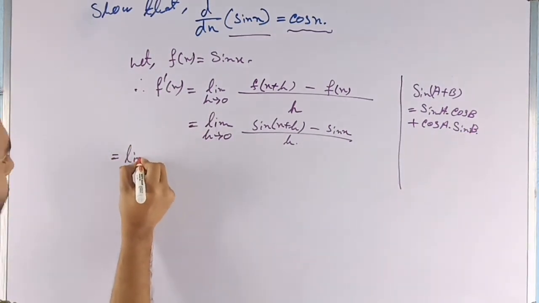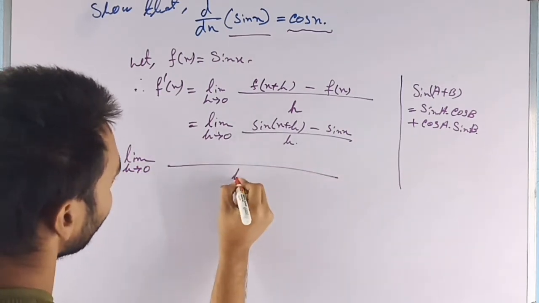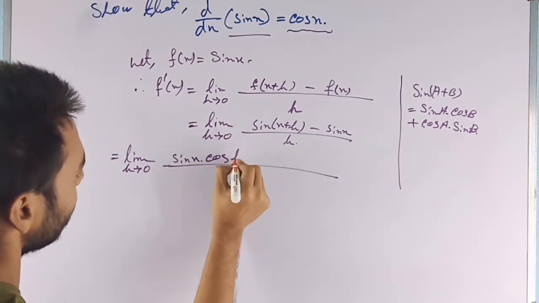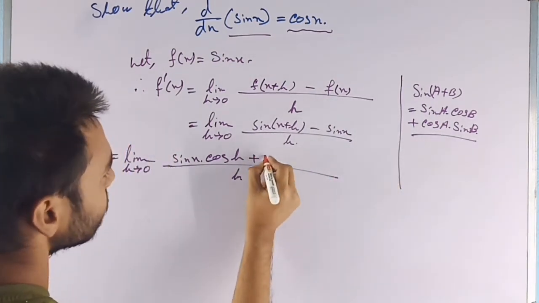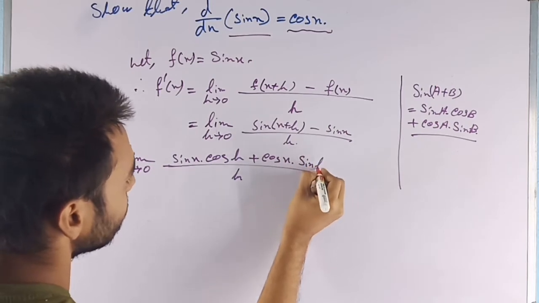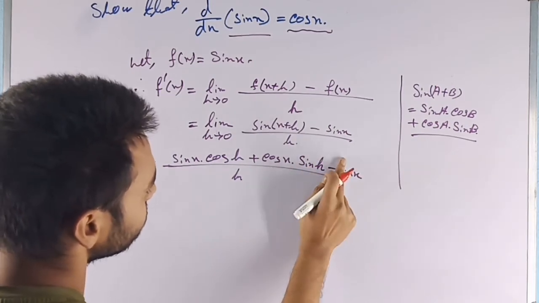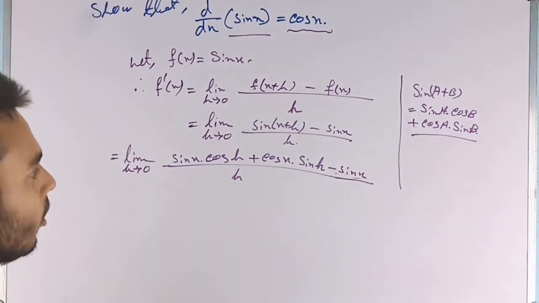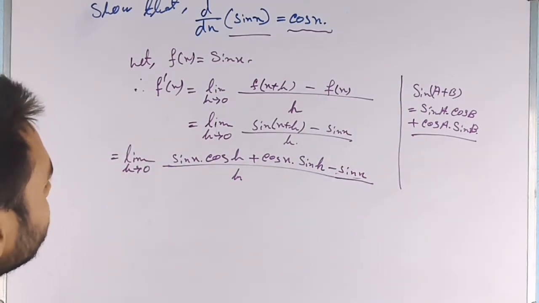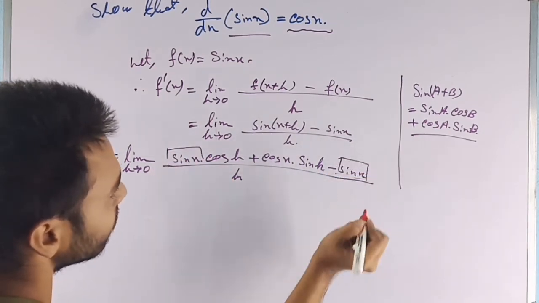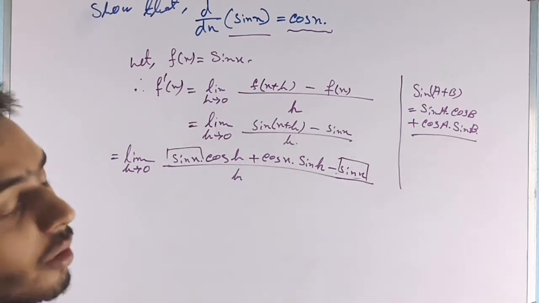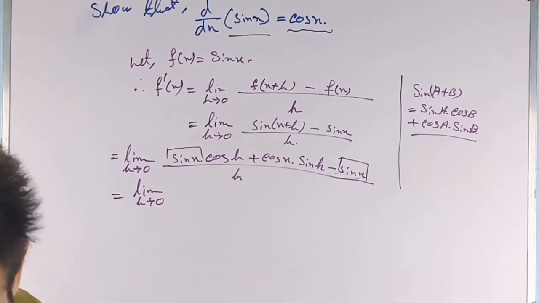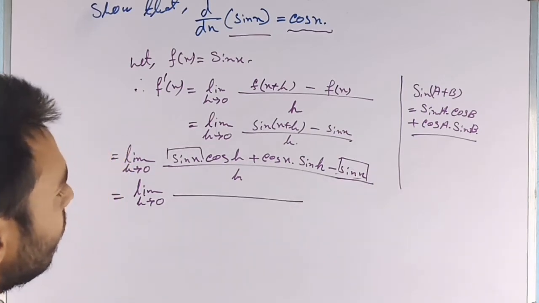So I write the limit as h tends to 0 of sin of x plus h becoming sin x cos h plus cos x sin h, minus sin x, all over h. Now we can take sin x as a common factor, which gives another form of this function.